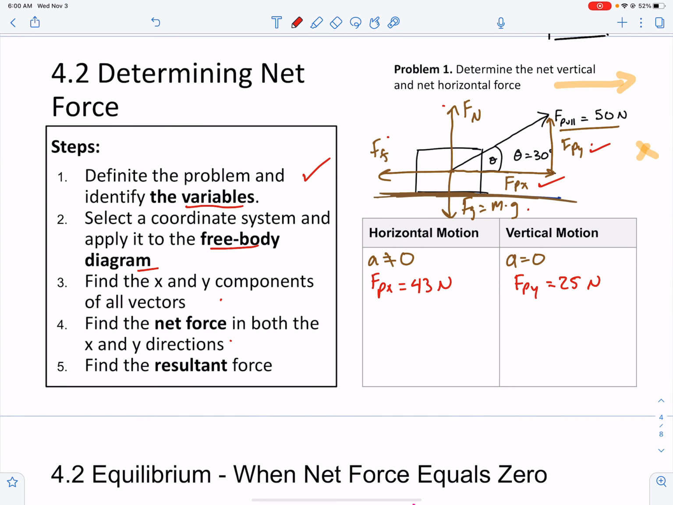Find the net force in both the x and y directions. Well, the net force in the x direction is equal to Fpx pointing to the right and the force of friction pointing to the left. So we have Fpx minus force of friction, and that overall is going to be equal to our mass times our acceleration in the x direction. All we do is add these two values up overall.